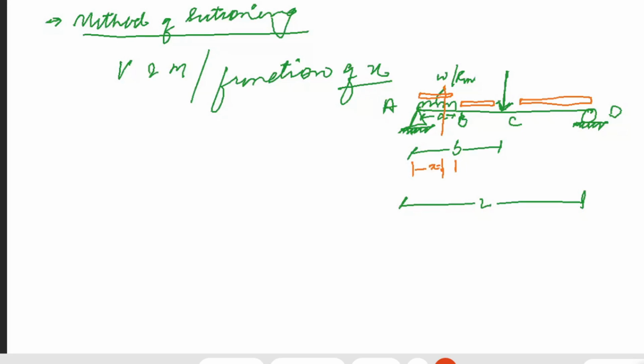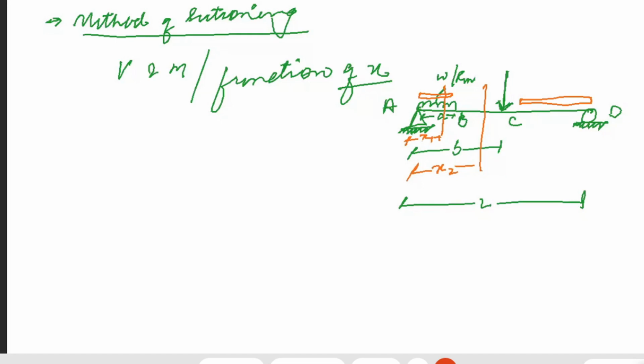I consider, at any section, x1, which is at a distance of x1 from A, and that will be my equation for x, and draw its shear force and bending moment equation. And then for point B and C, let's say I consider a segment X at a distance of x2 and draw its equations, that is shear force and bending moment diagram.